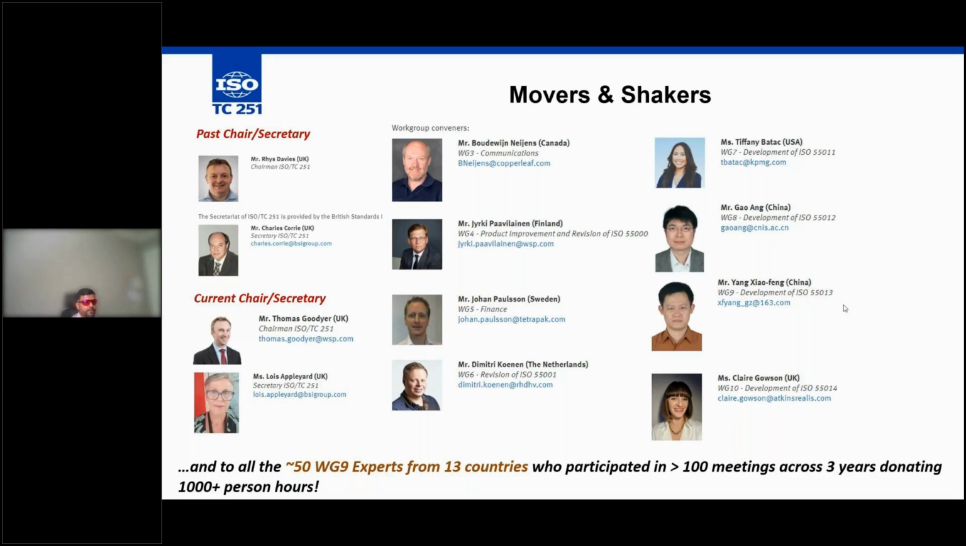Our group of experts that directly contributed to 55013 numbered sometimes close to 100 people who had registered. It ebbed and flowed over the 3 years, but we had a core group of 15 to 40 experts from around the world that made active contributions to this standard. And work group 9, ISO Technical Committee 251, and I personally are immensely thankful to them for this Herculean effort.